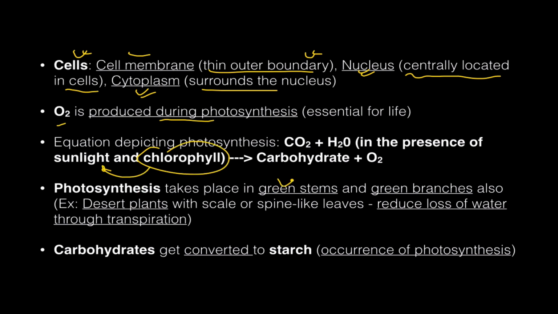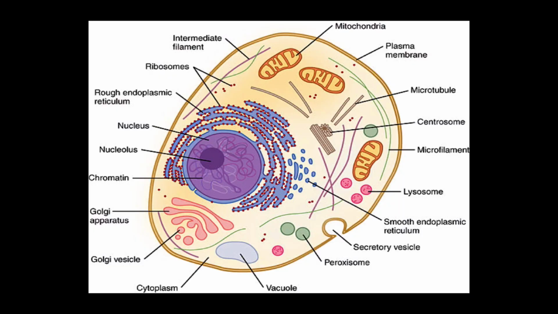Photosynthesis takes place in green stems also, green branches also. Obviously I have told you, to reduce the loss of water, cactus has it and other desert plants also have it. Carbohydrates are converted to starch after photosynthesis. So this is basic, which we have covered already. So now please focus here, it is extremely important. एक दो क्वेश्चन इसमें से आ सकते हैं.